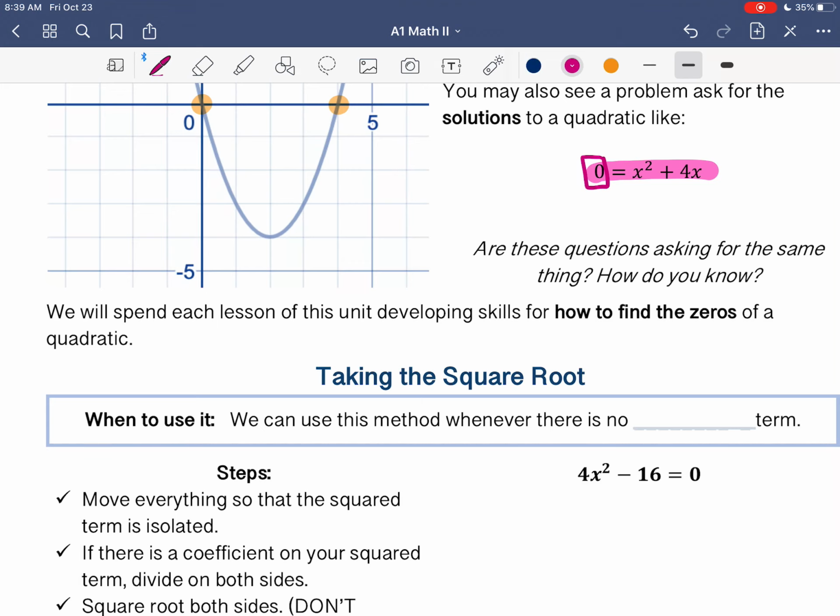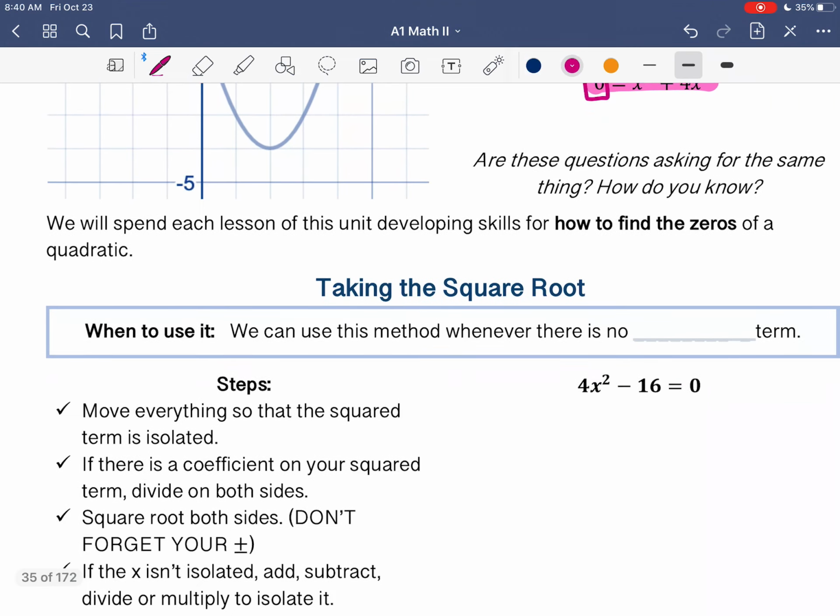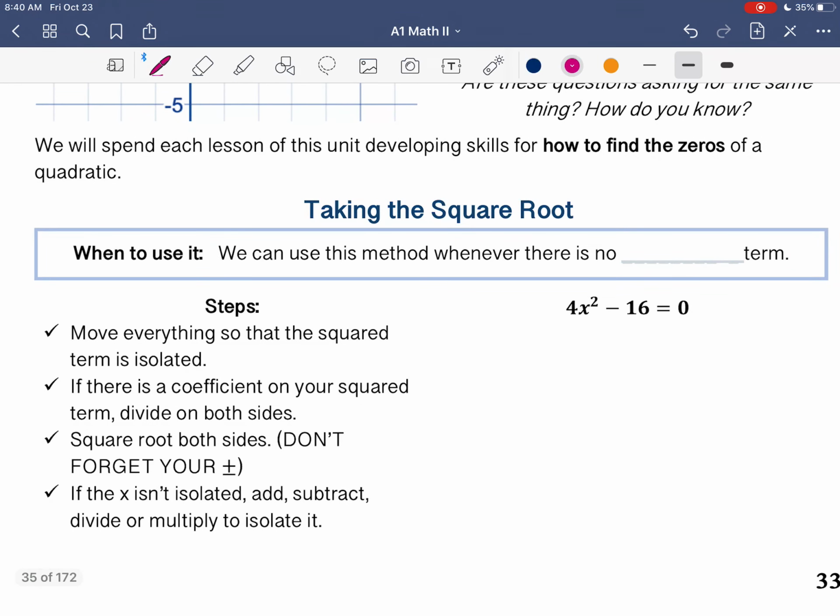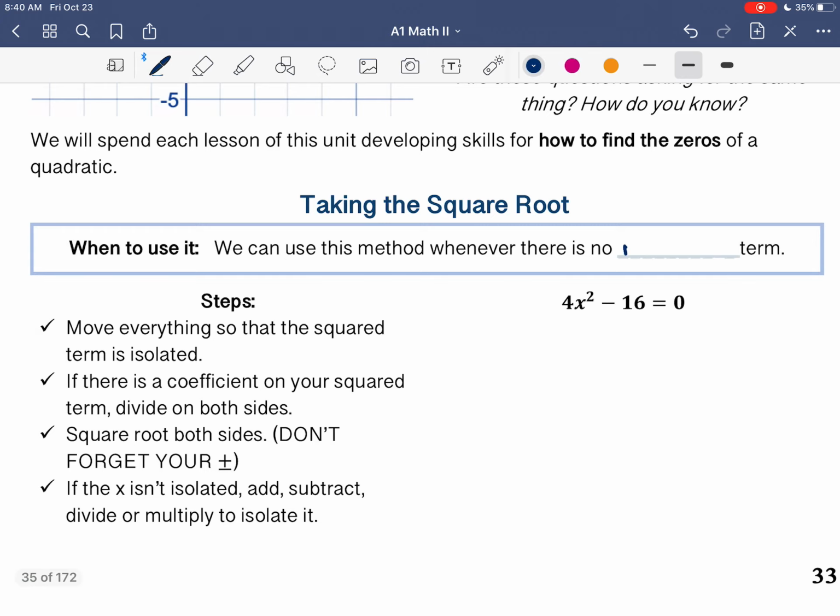This lesson we're talking about 2. The first is taking the square root. So you can use this method whenever there's no middle term in our quadratic, meaning the x term. So remember our a, b, and c terms from ax squared plus bx plus c. In this scenario, we're missing this middle term. When there's no middle term, you can take the square root and get your solutions. And this one is probably the most straightforward and will feel the most familiar to you because it's solving equations just like we've solved equations for our whole lives.